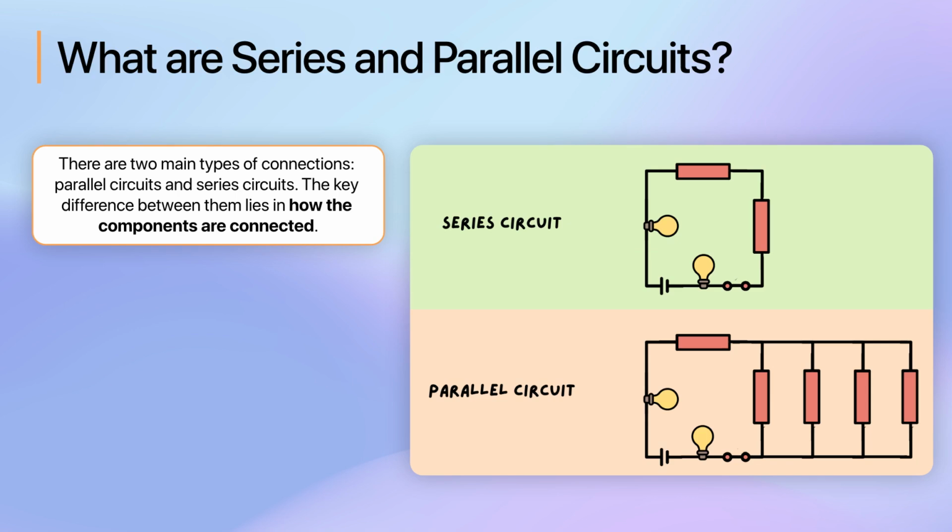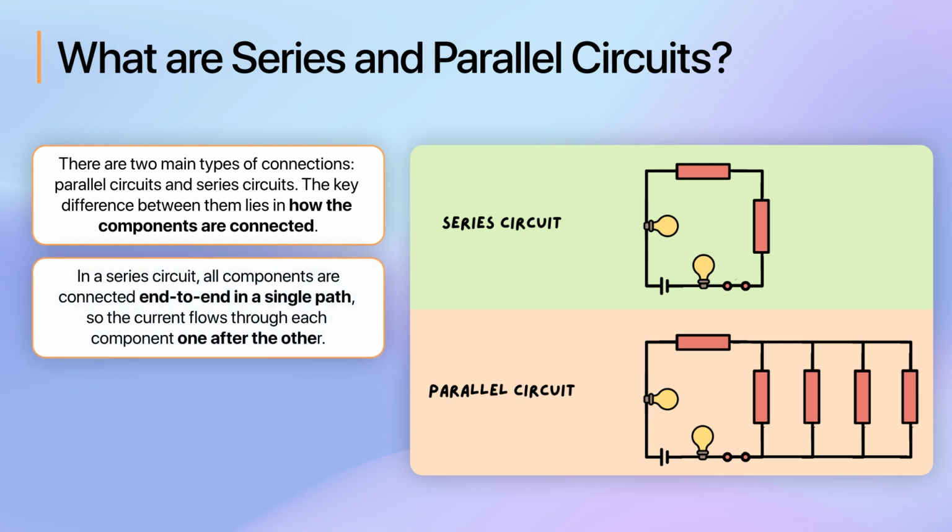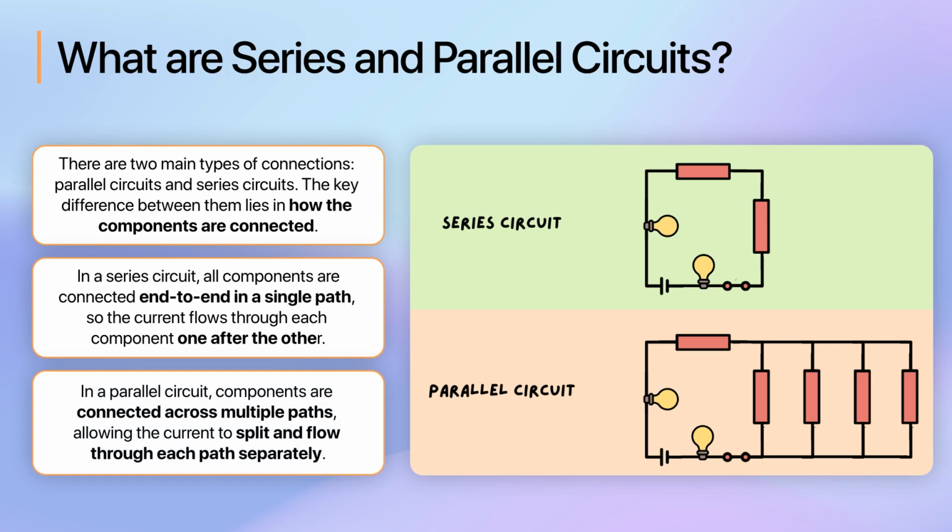In electrical circuits, there are two main types of connections: parallel circuits and series circuits. The key difference between them lies in how the components are connected. In a series circuit, all components are connected end to end in a single path, so the current flows through each component one after the other. On the other hand, in a parallel circuit, components are connected across multiple paths, allowing the current to split and flow through each path separately. We will further examine parallel circuits in our next lesson, but we will be focusing on series circuits for today.